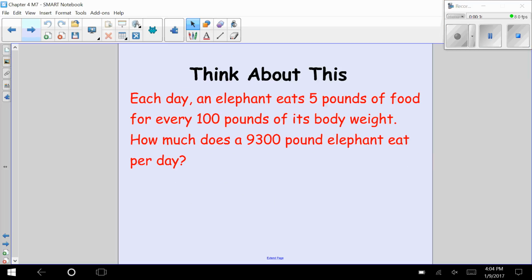To start off, I want you to think about this. Each day, an elephant eats 5 pounds of food for every 100 pounds of its body weight. How much does a 9,300-pound elephant eat per day? Try this on your own.